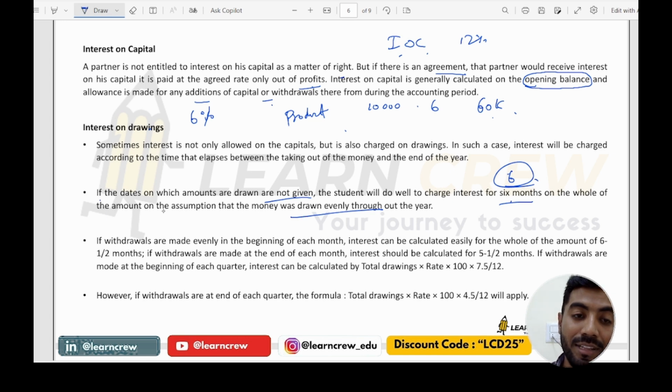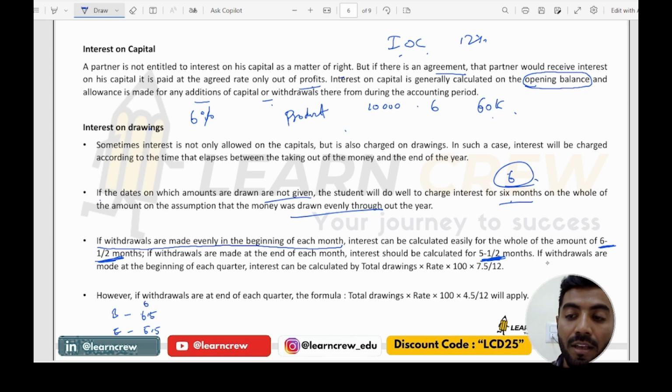There are other types wherein the withdrawals are made in the beginning of each month. If the question specifically says the withdrawal is made at the beginning of the month, you have to take 6.5 months to charge interest. Similarly, if the withdrawal is made at the end of each month, then it will be 5.5 months. If it is the beginning of every month, it will be 6.5 months. If nothing is mentioned in the question, then it will be 6 months.